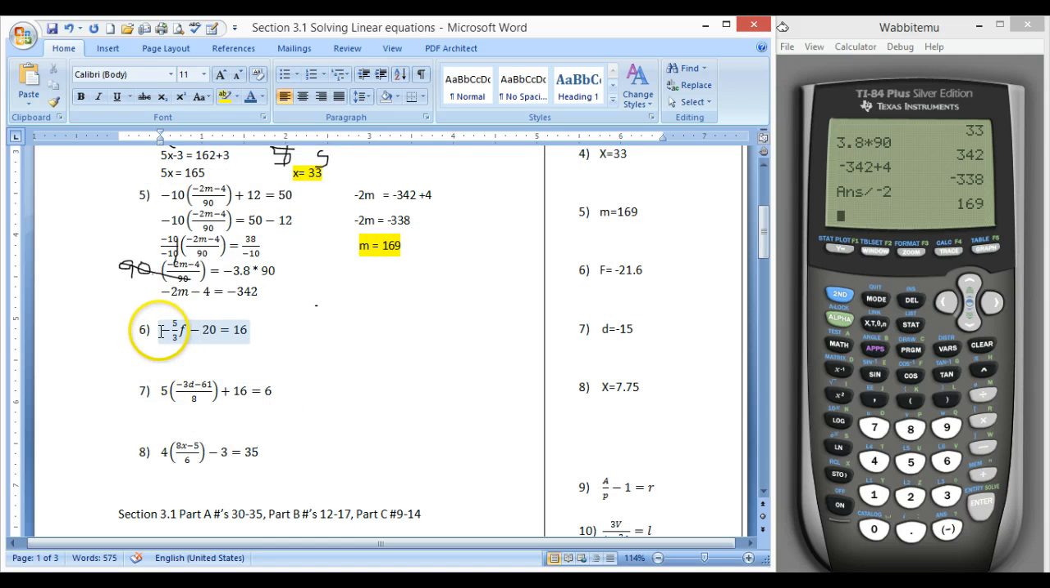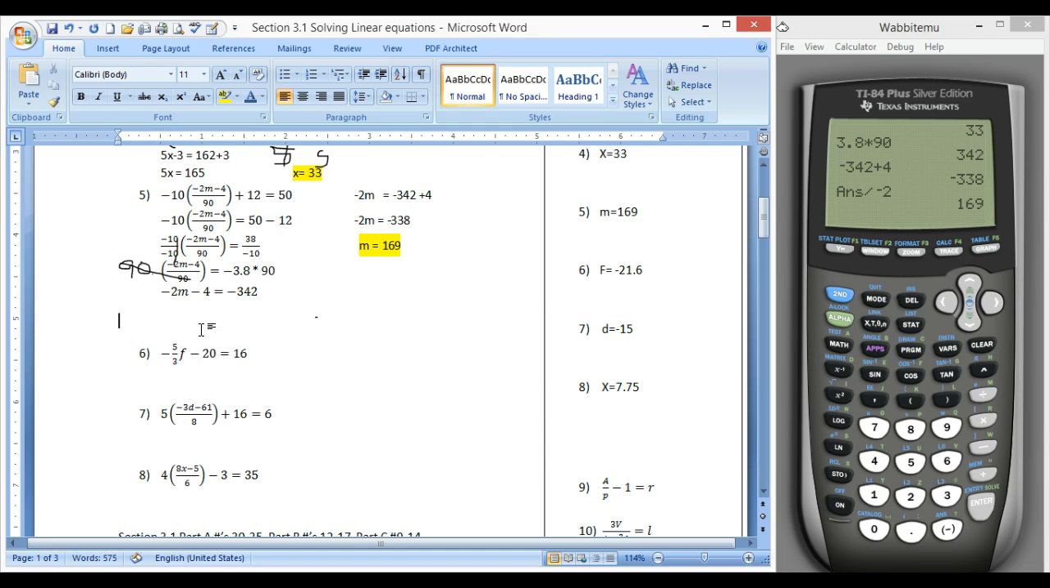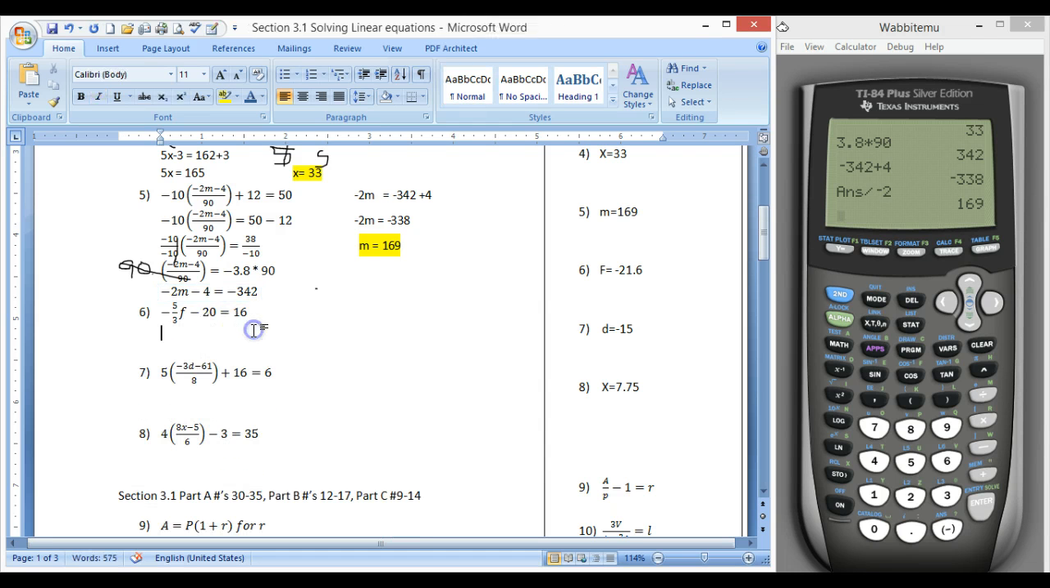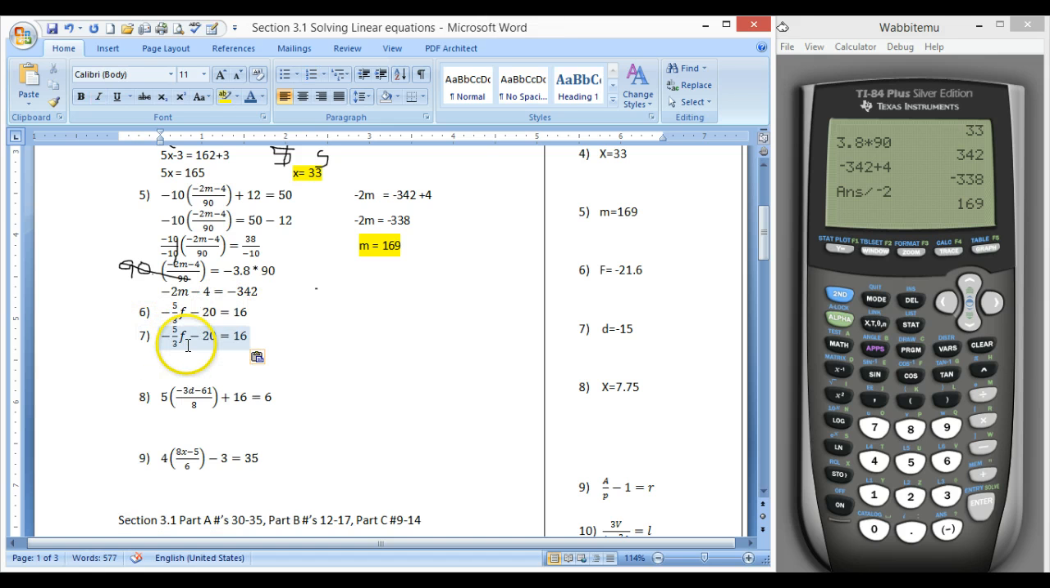Okay, so here's my variable, and I want to isolate it. I have a multiplication sign here and a subtraction sign here, so I'm doing the opposite of the order of operations, backwards. Okay, so I want to add the 20 to both sides first. So I'm going to copy this and just paste it below. That'll help speed us up.